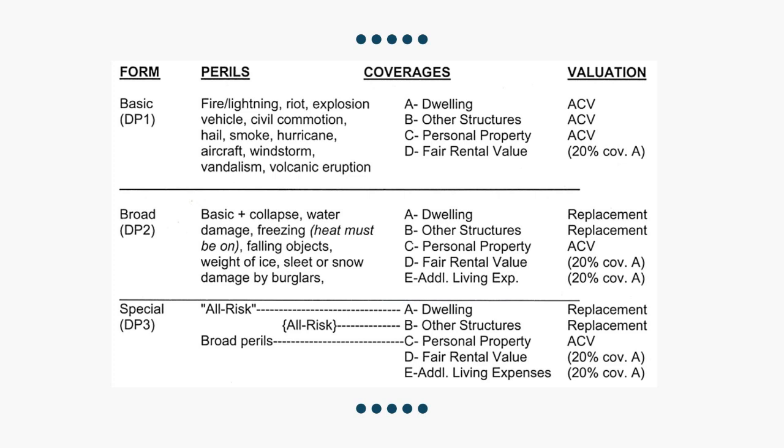The broad form, DP2, covers the basic plus collapse, water damage, freezing, heat must be on, falling objects, weight of ice, sleet or snow, damage by burglars. For the coverages, you have A through D and E, which is additional living expenses. You can study the valuations for each. You may want to screenshot or write these down because you must know all of this information on this slide. Finally, the Special DP3. It is an all-risk or broad peril form.